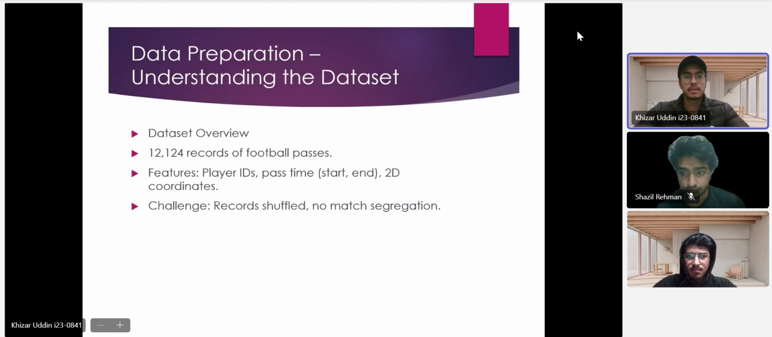So this slide shows the data preparation, understanding the data set. The data set consists of 12,124 records of football passes. Each record includes player IDs, pass start and end times, and 2D coordinates on the field. However, the data posed a challenge because all records were shuffled and there was no explicit information to separate matches. Our first step was to address this issue by segregating passes into their respective matches.